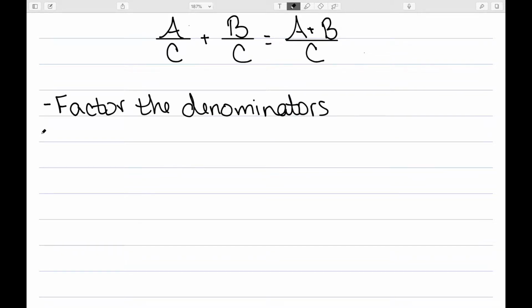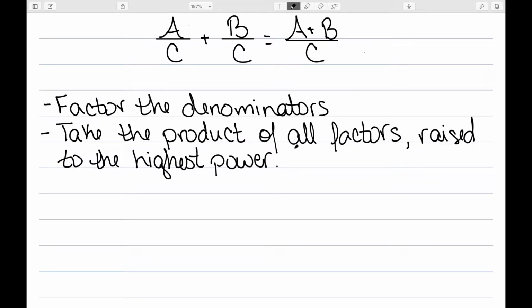The first step is to factor all of the denominators. I'm then going to look at everything that's on the denominator and take the product of all of these factors raised to the highest power. So if I have something like an x minus 1 squared on a denominator, the least common denominator should also have an x minus 1 squared rather than just an x minus 1. And this is how I find my least common denominator. So let's look at some examples and see if we can figure out how this works.